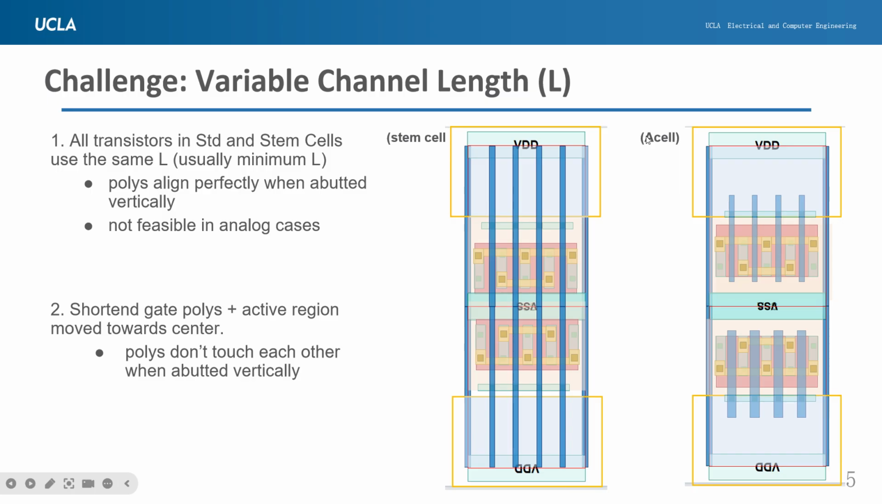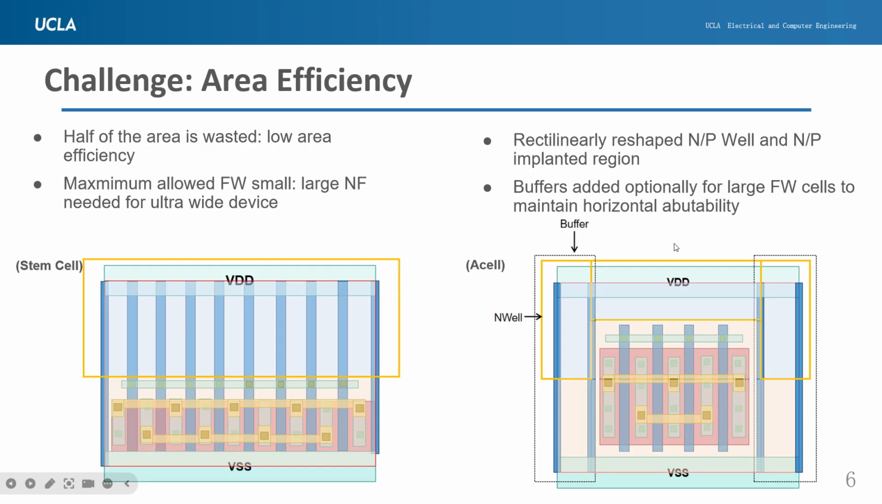So in our version of A-cell, which stands for abuttable analog cells, this was actually improved by shortening the gate polys and moving the entire active region upwards or toward the center. So shown here is the shortened gate poly, and the red part, which is the OD or the active region, is moved toward the center, so that when two A cells abut each other vertically, even if they have different channel length, they will not cause any DRC problems because the gate polys or the ODs will not touch each other.